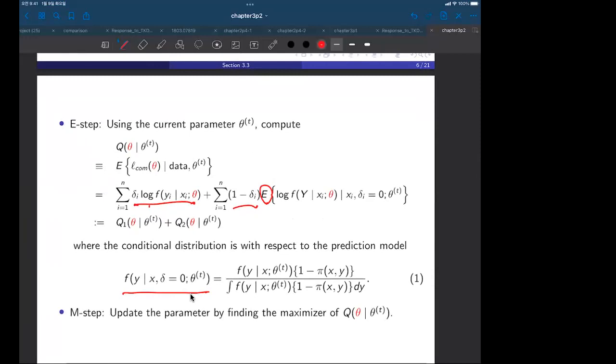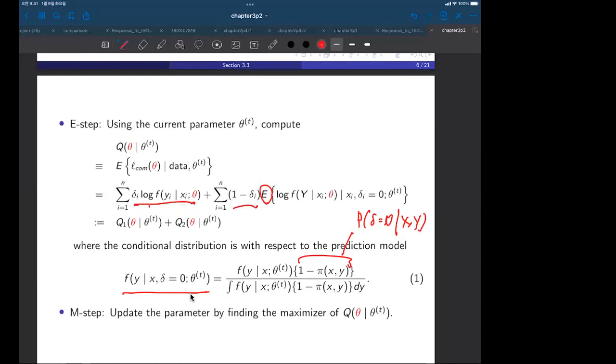So this is the probability of delta equal to (1, 0), given x and y, right? You compute the joint event in the numerator, and then in the denominator, you integrate out over the missing, which is y. Okay. So that should be okay.